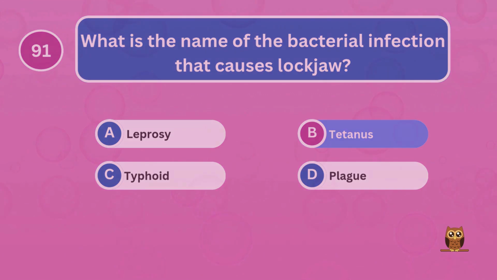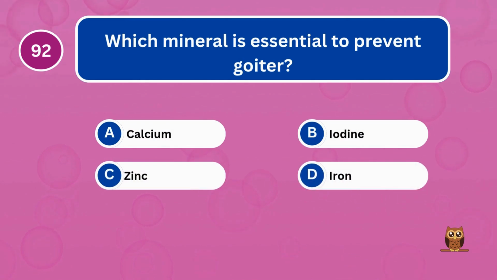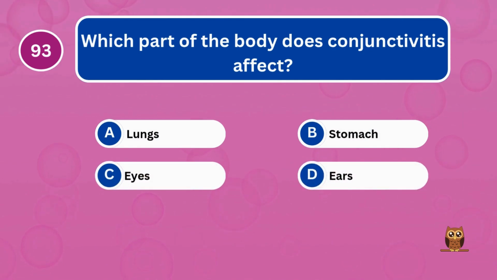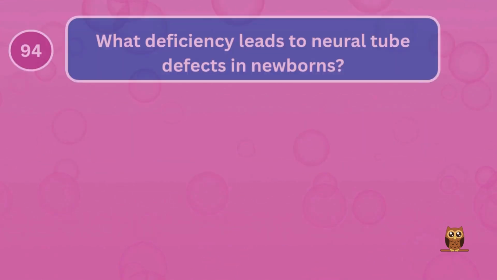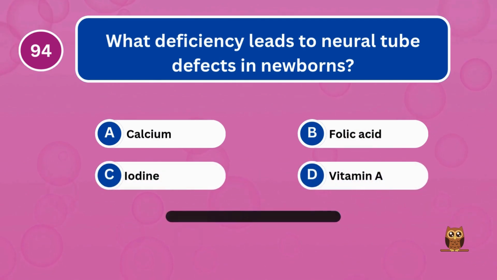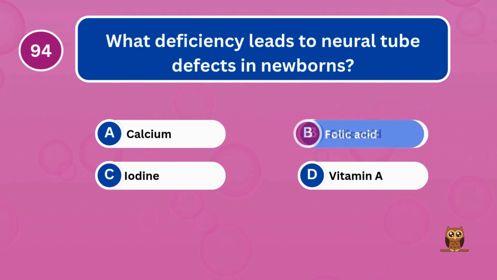What is the name of the bacterial infection that causes lockjaw? Tetanus. Which mineral is essential to prevent goiter? Iodine. Which part of the body does conjunctivitis affect? Eyes. What deficiency leads to neural tube defects in newborns? Folic acid.